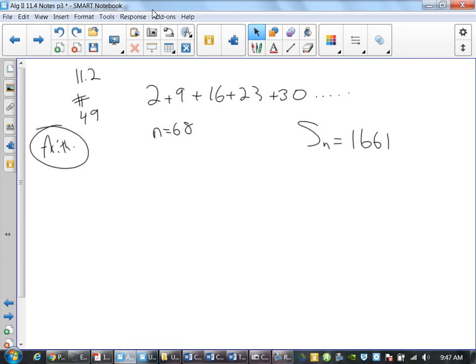Arithmetic sequence nth term rule, we start out with a sub n is your first term plus your n minus 1 times your common difference. What's your common difference? 7. What's your first term? 2. So your nth rule is going to be 2 plus n minus 1 times 7. So I get 7n minus 5 as my rule. Everybody okay with that?